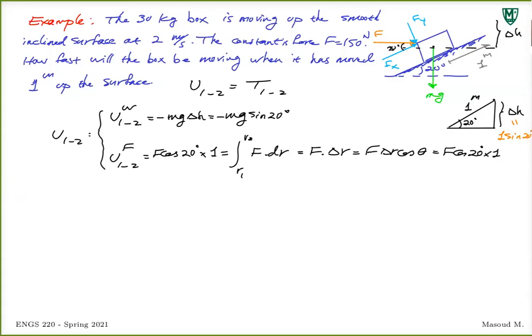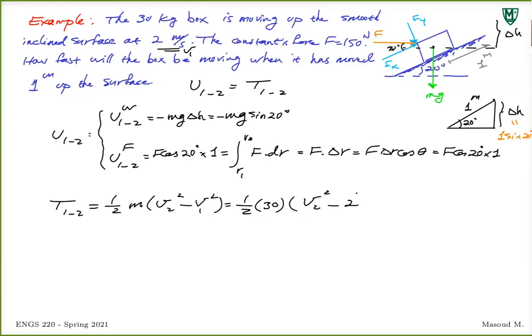Once we calculate the left side, the right side is really not that much, right? You can just say T1 to 2 is equal to, well, we know the mass is 30 kilograms. So we can think about that as 1 over 2m, and the initial velocity is given. This is your V1. Since the mass is not changing, I keep it and factor things out: V2 squared minus V1 squared. 1 over 2, the box is 30 kilograms. Final velocity, we don't know. Initial velocity is 2 meters per second, so 2 squared.